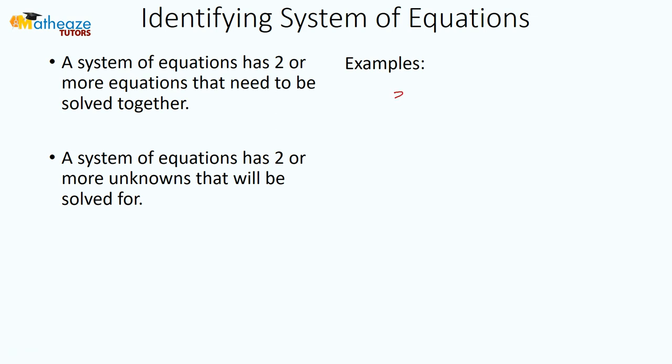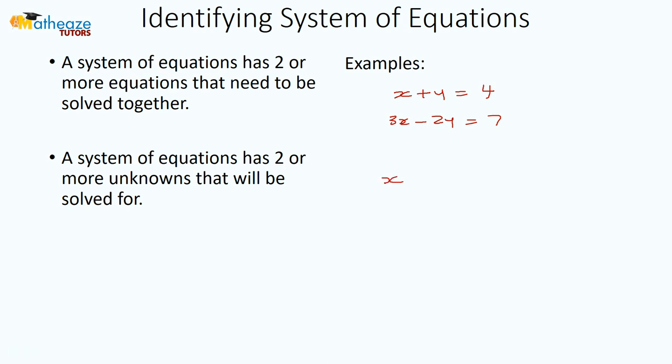I can say x plus y equal to 4 and 3x minus 2y equal to 7. This is a system because I need both equations together to be able to identify the unknowns, or solve for the unknowns. You can also have more than two terms.